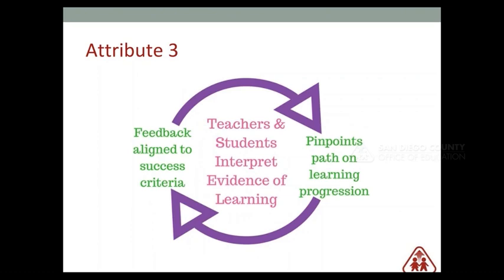Attribute number 3 is the interpreting of evidence, and we put in here teachers and students. Ultimately, teachers are making interpretations minute by minute during a lesson, but when we think about this, how do we engage students in that too? And this helps to pinpoint the path that students are on relative to the learning progression. So what is their trajectory of learning?